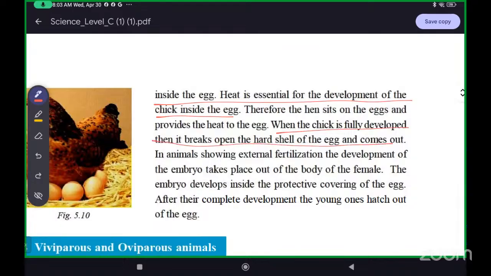In animals showing external fertilization, the development of the embryo takes place outside the body of the female.